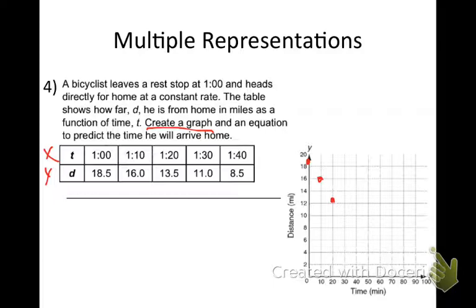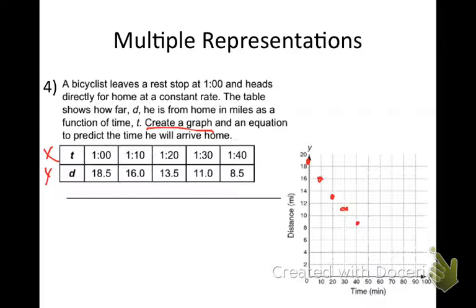And then I go another 10. Oh, that's a little low. And then I go another. Oh, that's really low. I gotta fix that one. That's better. Then I go another 10 minutes, and I get 11. And then I go another 10 minutes, and I get 8.5.